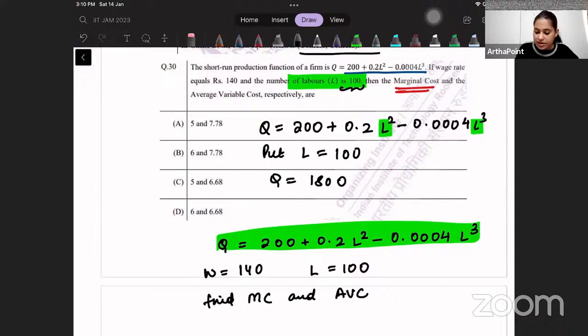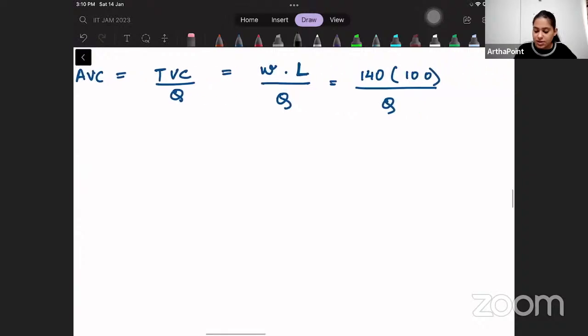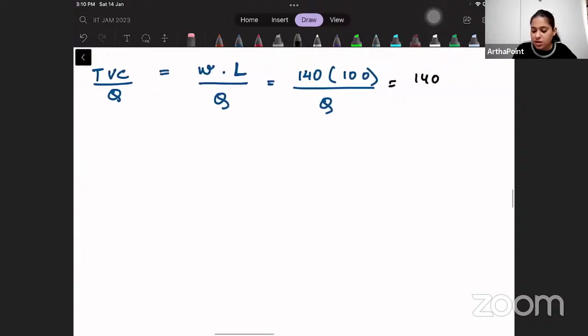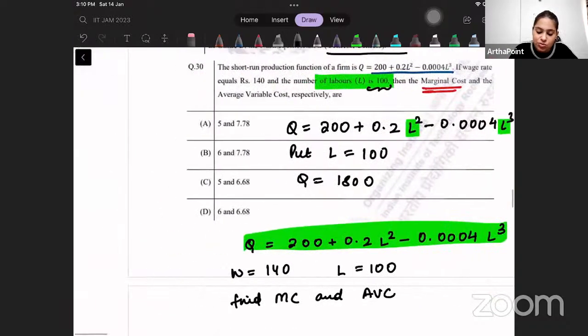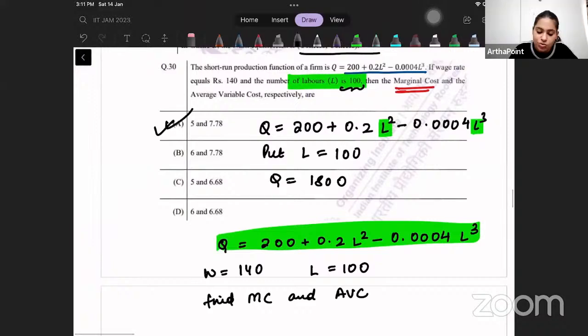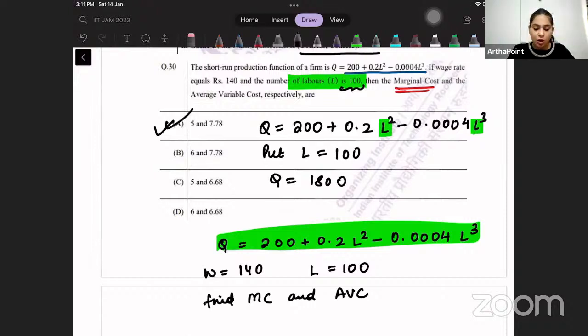Just put and check, okay? So after you get this Q as 1800, what is going to happen? I'm going to say that this is 140 into 100 by 1800. And this is going to give me 7.7. So the answer to this question is 5 and 7.7. The question is very, very simple. It is just asking me about MC and AVC.